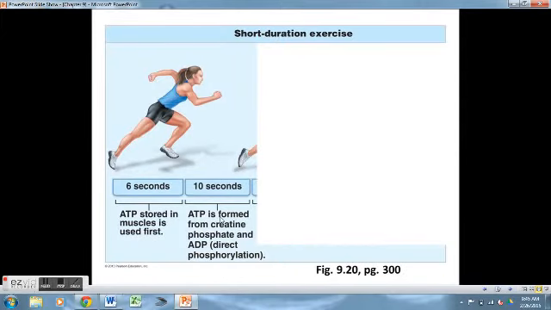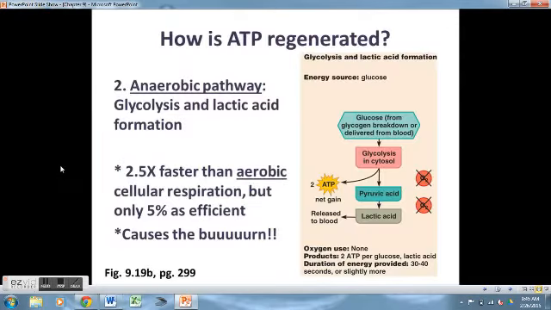Now, it doesn't get us a ton of time. So at this point, we're gaining about 10 seconds worth of ATP. We had 4 to 6 from our stored. We get about 10 from the creatine phosphate pathway. If you're like me, 15 seconds still doesn't get you very far when you're running from anything. So we have to have some other mechanisms here.